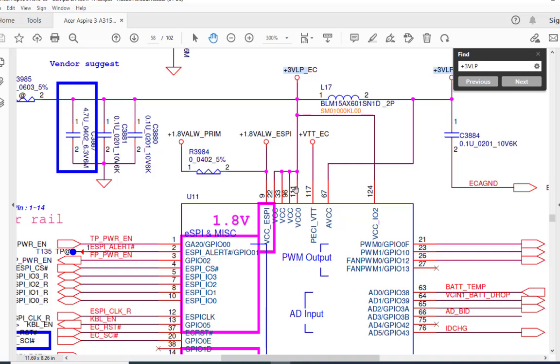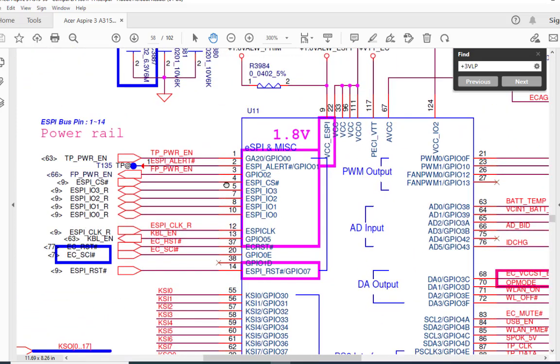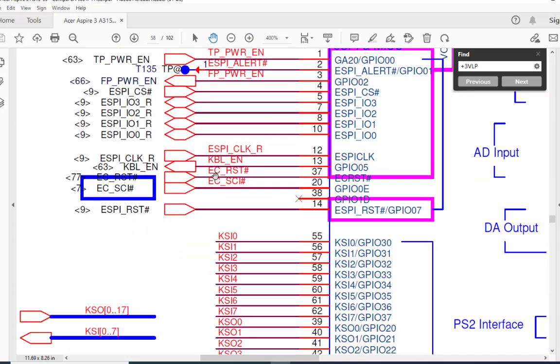Once you get the power, the second most important signal is called the EC reset. So you have to check the EC reset signal. EC reset is probably on the left hand side only. So we'll check whether it's there. You can see here the mentioned EC reset. Here is the EC underscore RST, pin number 37. Here you have to check for 3 volt.